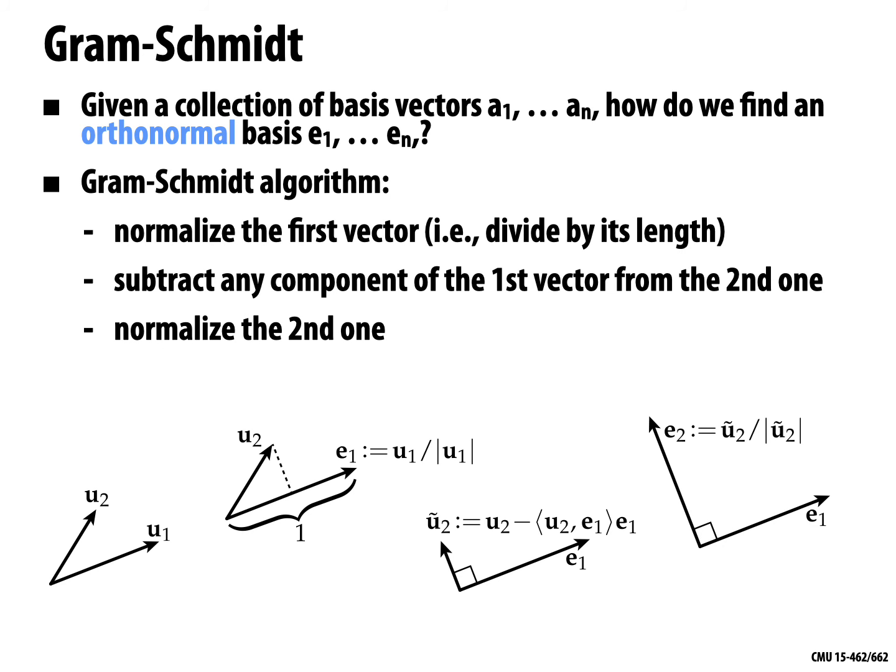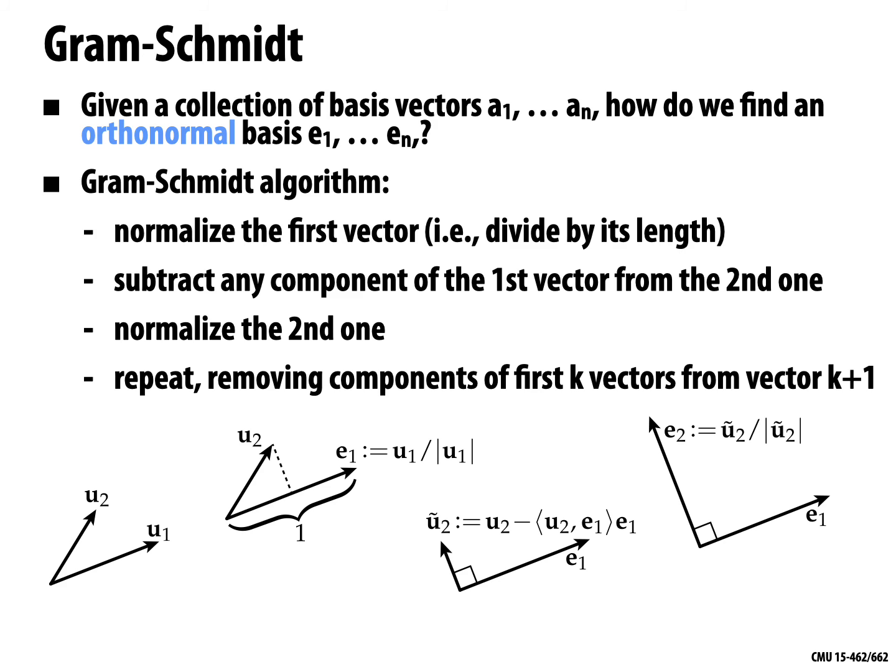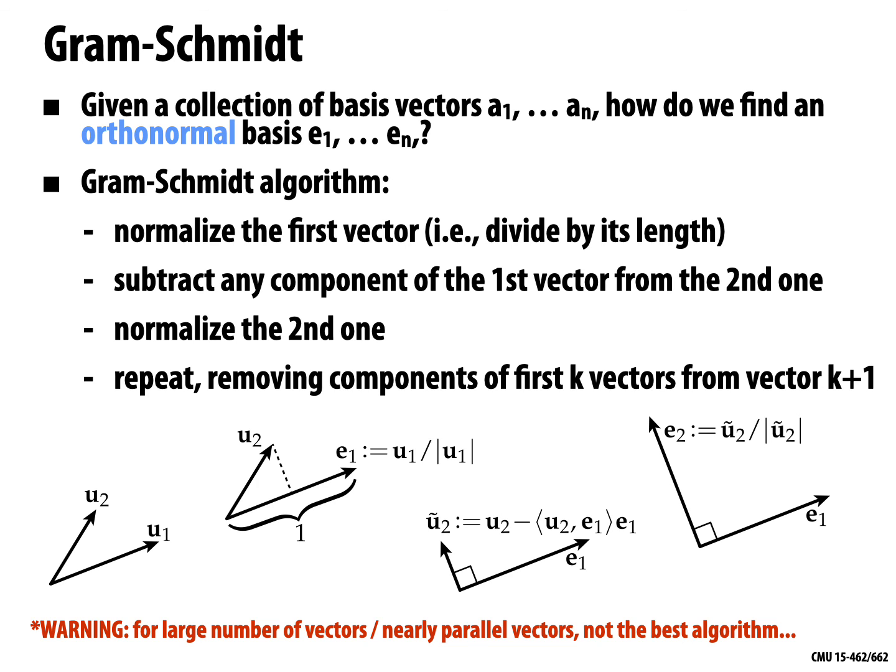If I have additional basis vectors, right, a3, a4, and so forth, I just repeat this process, removing the components of all the previous vectors from the most recent one. Okay? Nice simple algorithm. A little bit of a warning, by the way, that for a large number of vectors or vectors that are nearly parallel, this is not numerically the best algorithm. Okay, so it's perfectly fine mathematically, but things can really go haywire if you're working with floating point numbers and you don't have a lot of precision. And in that case, there are much nicer algorithms. One good example is something called QR decomposition, and you can look that up on Wikipedia if you're interested.